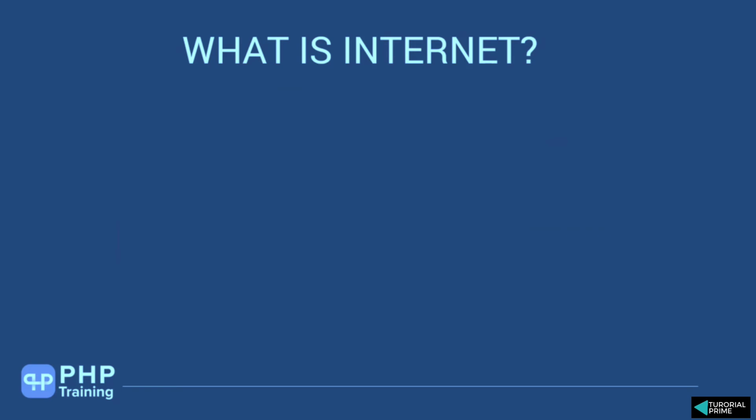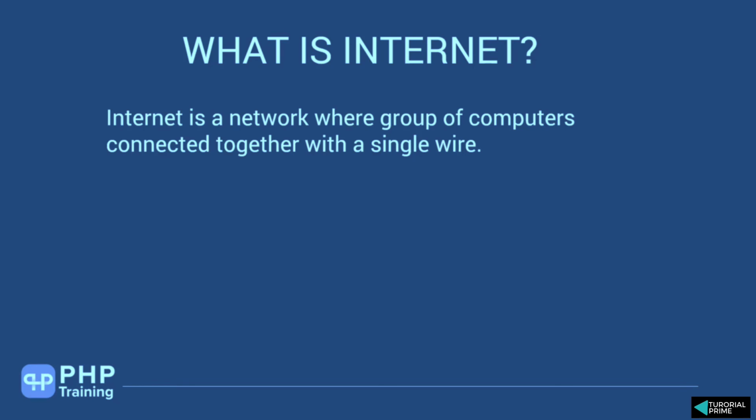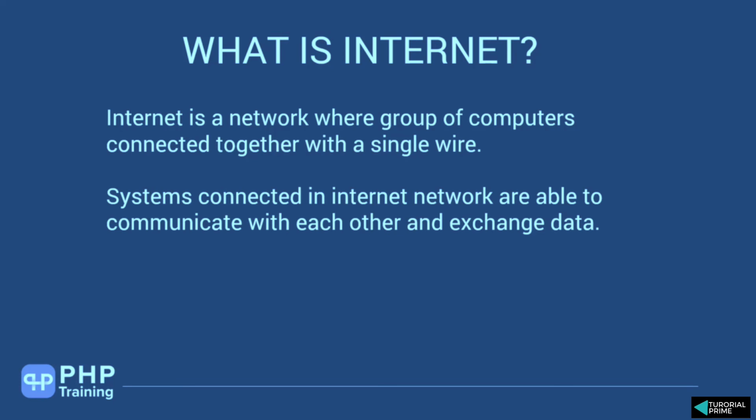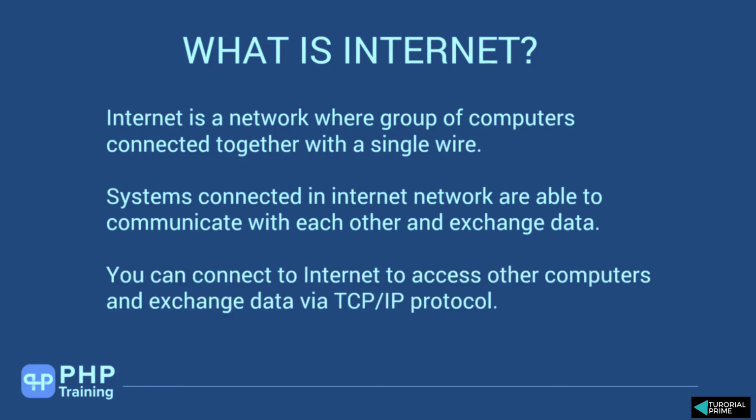So let's look at the definition of internet, a quick reference of what we have seen so far. Internet is a network where a group of computers are connected together with a single wire. Systems connected in the internet network are able to communicate with each other and exchange data. That is the main purpose of internet. You can connect to the internet to access other computers and exchange data via the TCP/IP protocol. So if Jim wants to find Bob's computer, they connect to the internet so that they can be visible and can connect with other computers that are visible on the internet as well. That's the purpose of internet.